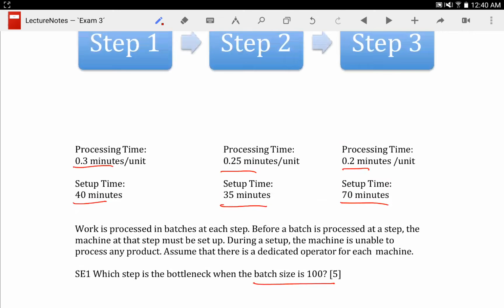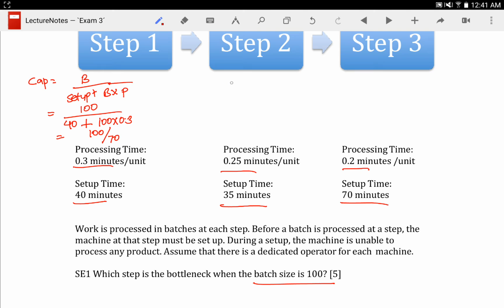The formula for capacity in the presence of setup is straightforward. The capacity is batch size divided by setup plus batch size times the processing time. Well, the batch size is 100, right? And the setup in this case is 40 minutes plus the batch size 100 times the processing time of 0.3, which comes out to be 100 divided by 40 plus 100 times 0.3, which is 30, so 100 divided by 70, right?